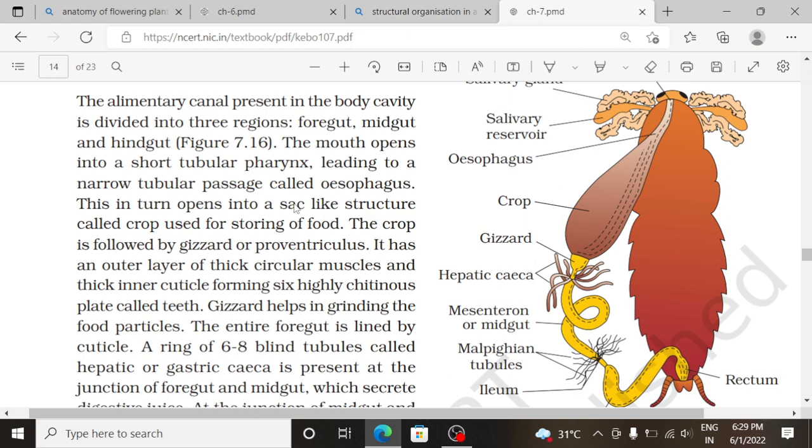This in turn opens into a sac-like structure called crop, used for storing of food. The crop is followed by gizzard or proventriculus. It has an outer layer of thick circular muscles and a thick inner cuticle forming 6 highly chitinous plates called teeth.